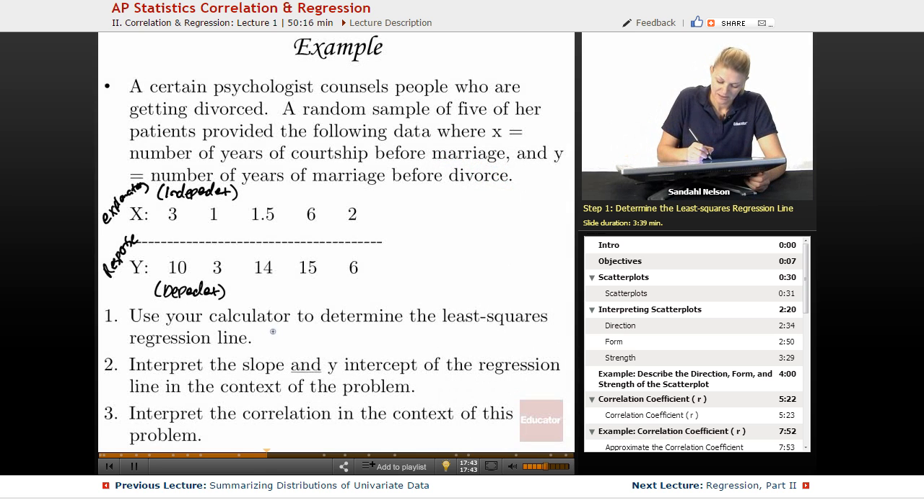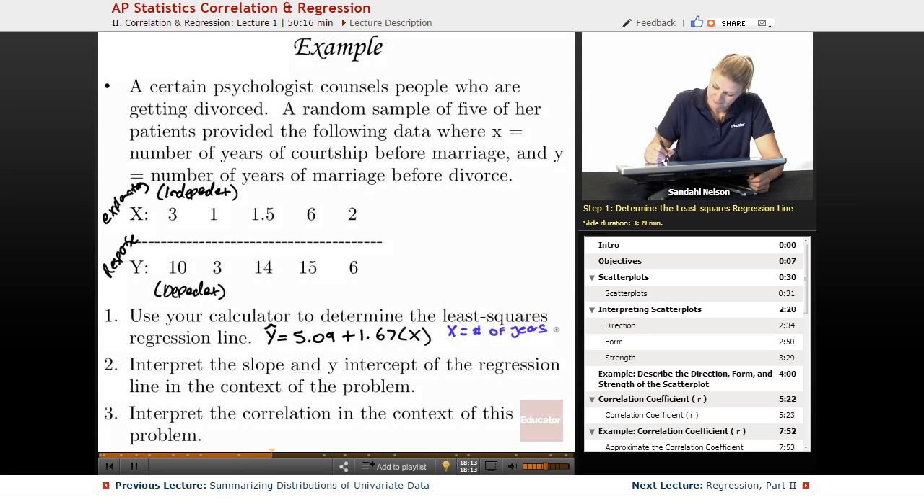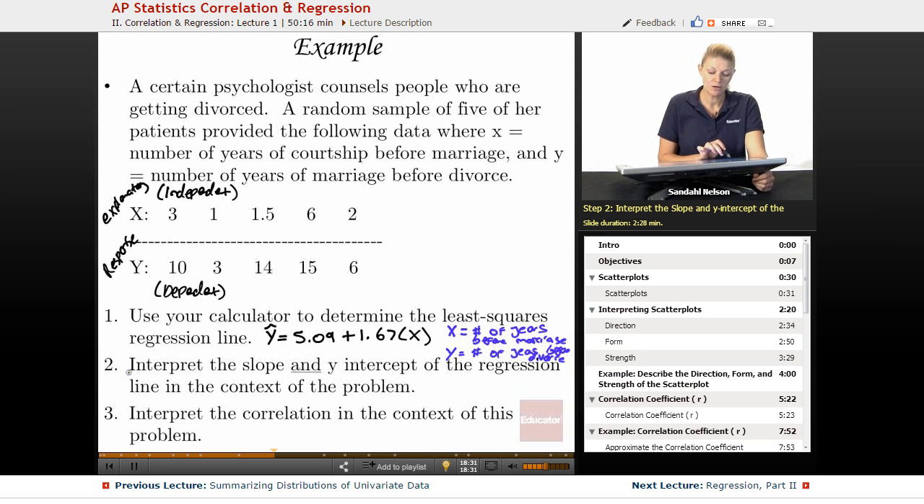So we can say that y hat, and it has to wear a hat because it's just a predicted value, y hat equals A, which is 5.09, plus B, which is 1.67 times X. And then you'll want to make sure that if you're writing X's and Y's, you define what they are. So you'll say X equals the number of years before marriage, and Y is the number of years before divorce.